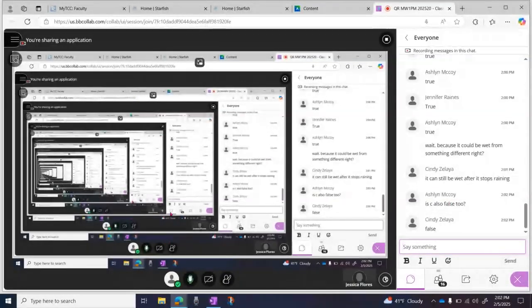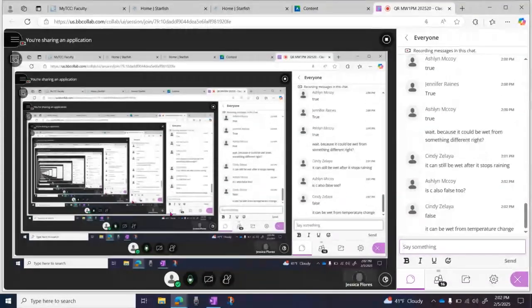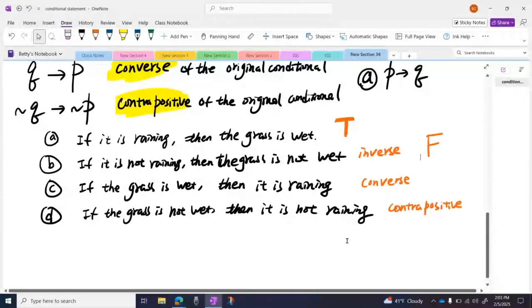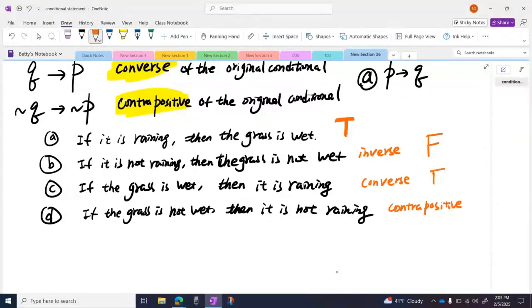Yeah, you're right. Thank you, Cindy. It's false. Is C also false? Yes, actually, it is false. You cannot draw that conclusion, right? It can be wet from temperature. Yes, the dew, right? Morning dew, or somebody just pours water on the grass. We can't directly draw the conclusion it is raining. Of course not. So it's false.